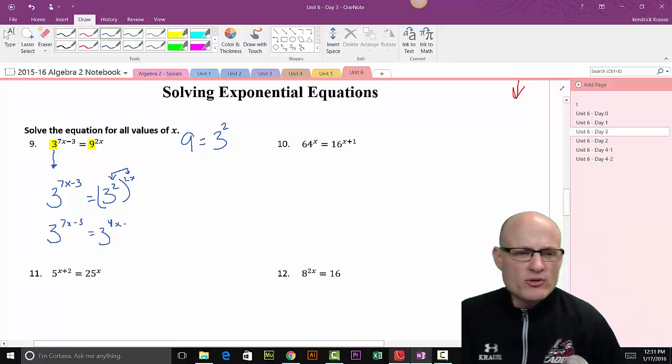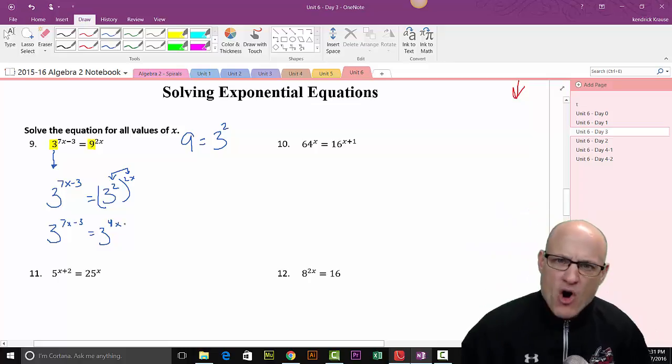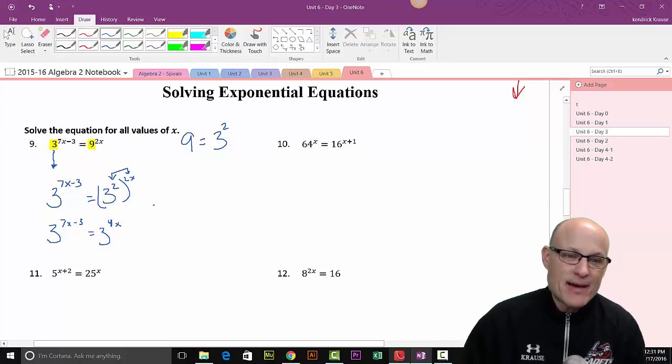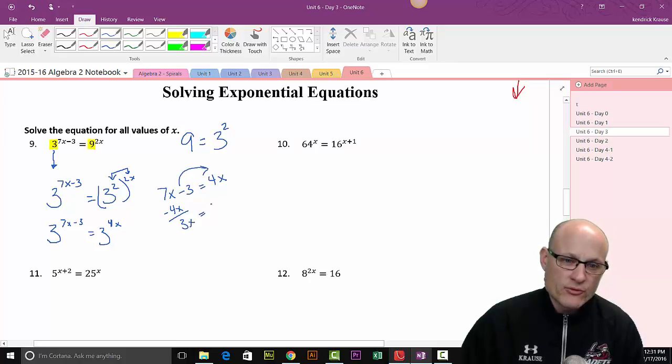Well, now that the bases are the same, all I have to do is take the exponents and set them equal to each other. So what we get is 7x minus 3 equals 4x. I'll bring the 4x over here. So I get 3x equals 3, or in this case, x equals 1.